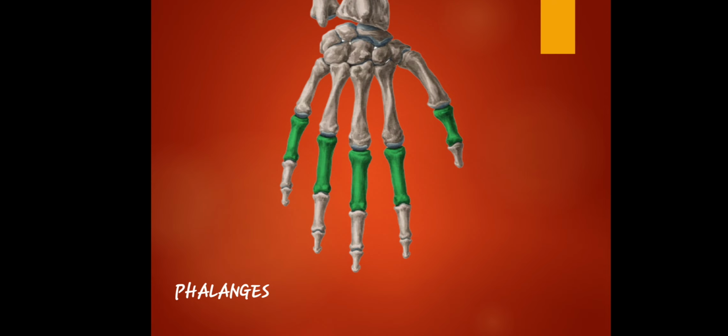Phalanges can help us manipulate our environment, while the phalanges of the foot help us balance, walk, and run. So that is very important, why our fingers can move: because of the phalanges, or the finger bones.